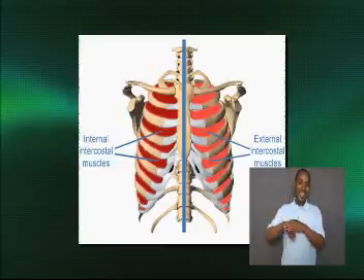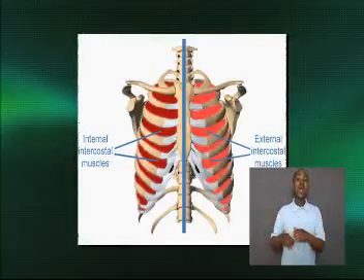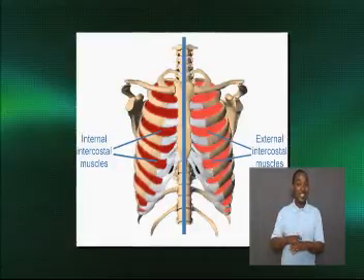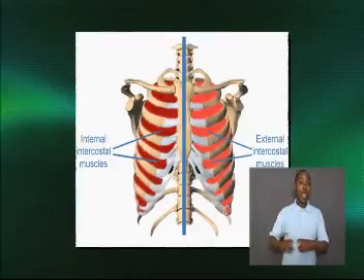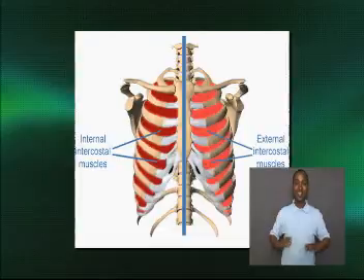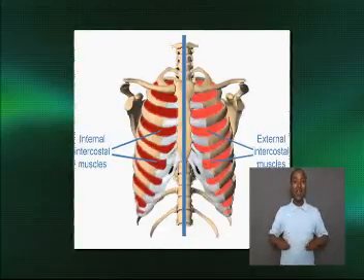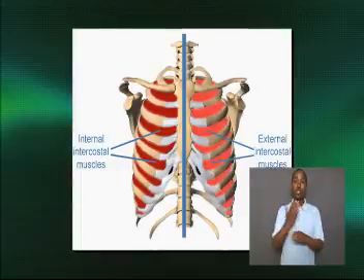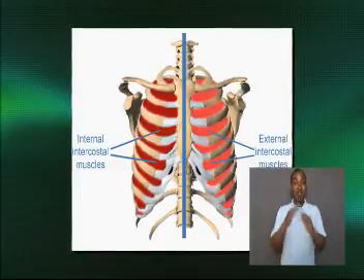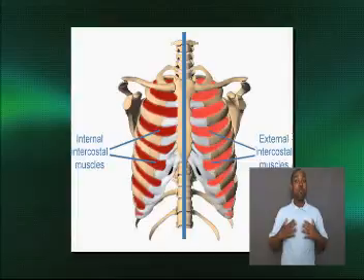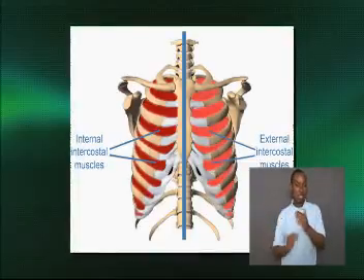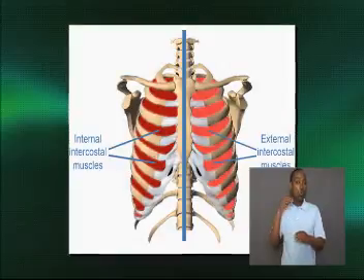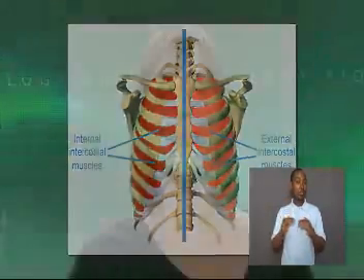When you breathe out, the intercostal and diaphragm muscles relax. The ribs drop, and the diaphragm forms a dome shape. The volume of the chest decreases. Therefore, the pressure inside increases as the air is squeezed out of the lungs.